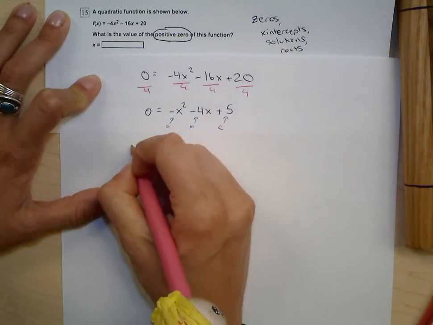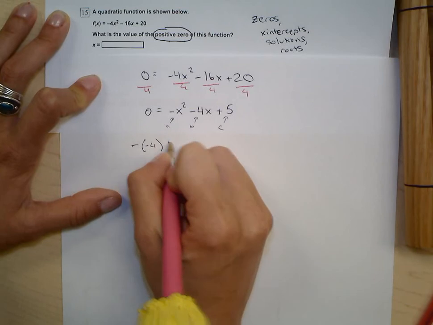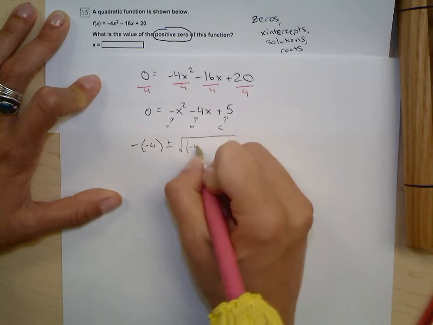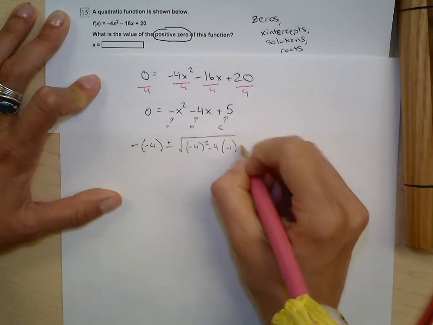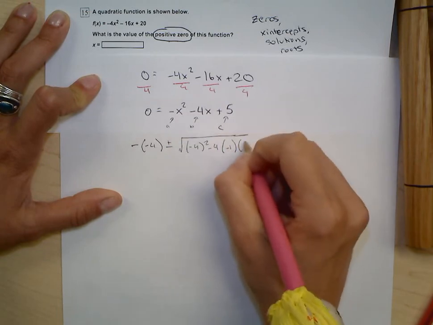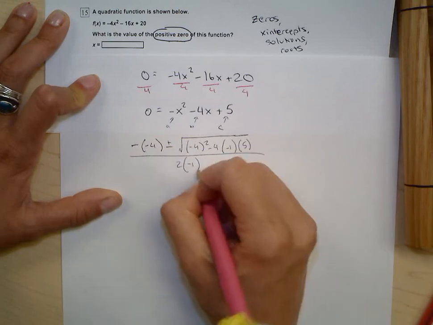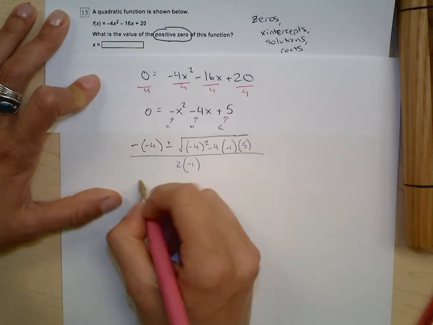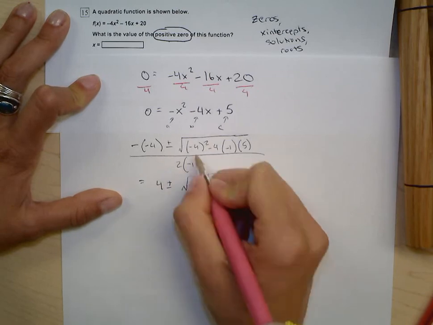So negative b would be a negative 4 plus or minus the square root, negative 4 squared minus 4 times a, which is negative 1, times c, which is 5, all over 2 times a, which is negative 1. So I'm going to reduce this. This turns into a positive 4. And I have under my square root 16.